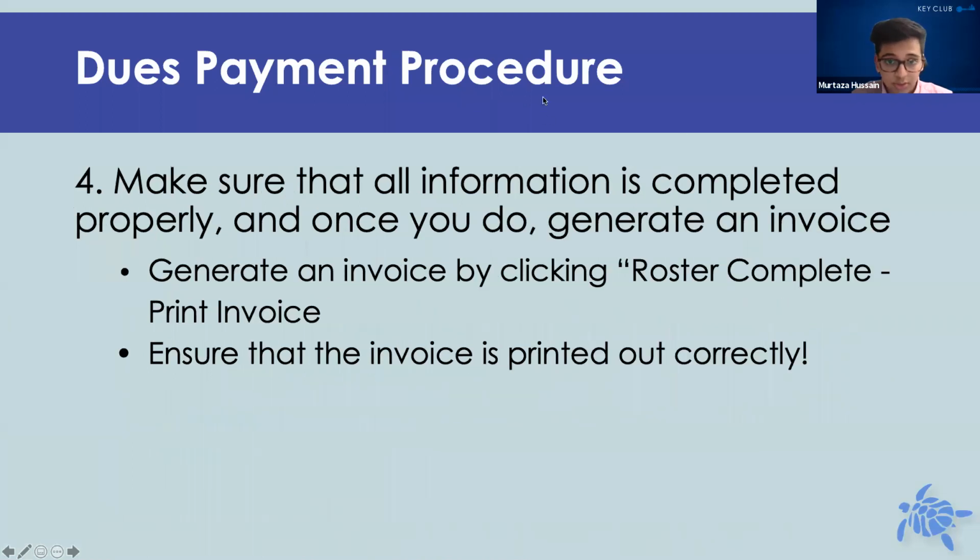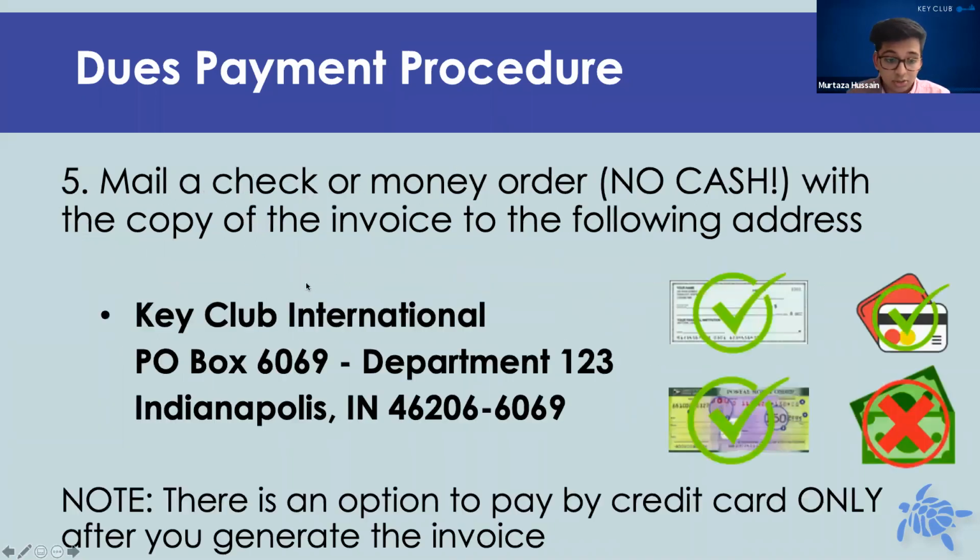So once you do that and you generate all the members who have been inputted, that's how you're going to generate the invoice. Once you do that, there will be an option where it says complete roster, print invoice. And once you print that invoice, you'll mail that in with the check, where the amount on the check is going to match your invoice. And that's how you send it in to Key Club International with this address over here. So I hope that answered your question, if that made sense.